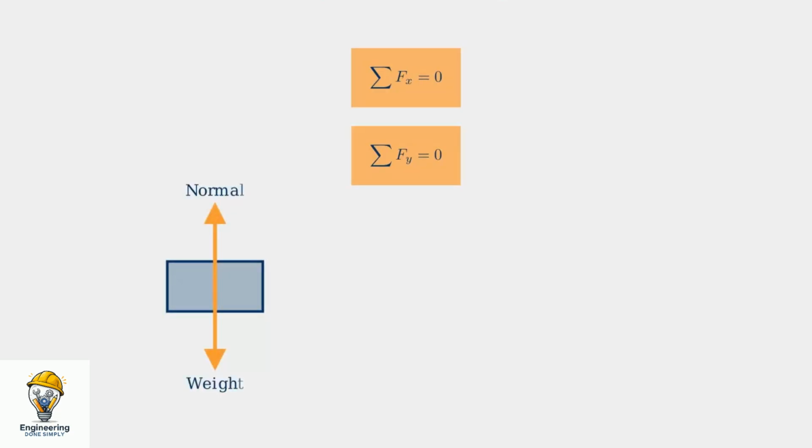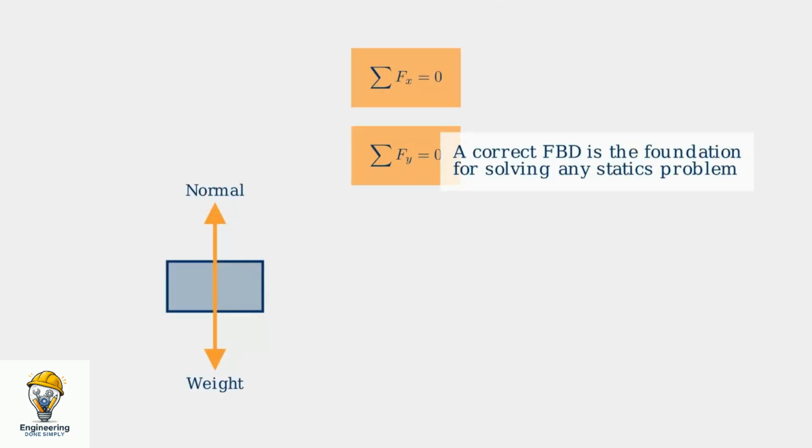Once the free body diagram is complete, it is used to apply the equilibrium equations. The sum of forces in the x direction equals 0, and the sum of forces in the y direction equals 0. These equations are applied to the forces shown in the FBD. A correct free body diagram is the foundation for solving any statics problem.